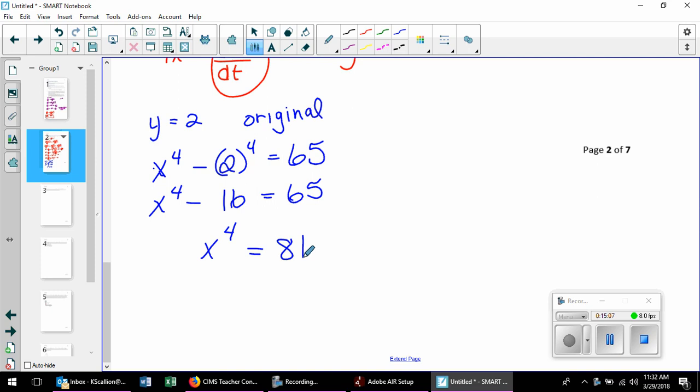What do I do with that, Jonah? Any suggestions? Okay, so I'm going to do the fourth root of both sides. What is the fourth root of 81? Ah, you used a positive principal root. What are you missing?